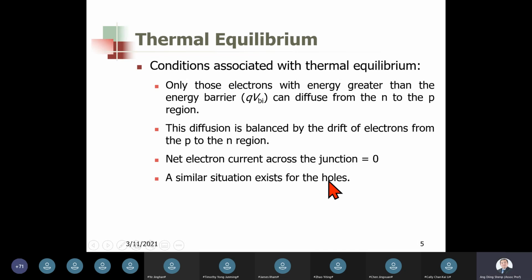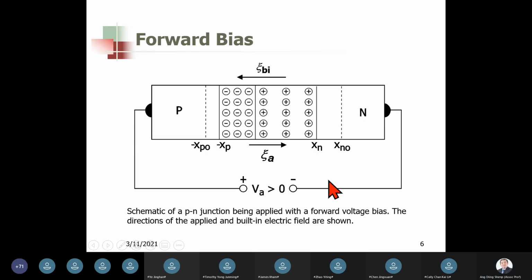Now, let's see what happens when we apply external voltage across the PN junction. So let's look at the forward bias case. All right, so as mentioned just now, during forward biasing of the PN junction, the positive terminal of the battery is connected to the P region and the negative to the N region. And we define the voltage applied in this case as a positive voltage here, right? So VA denotes the applied voltage is positive in this case.